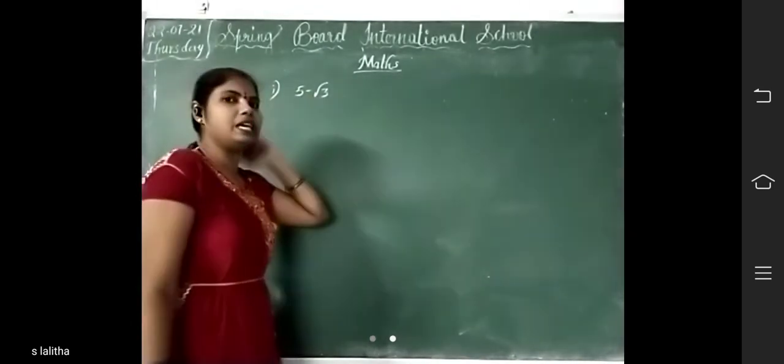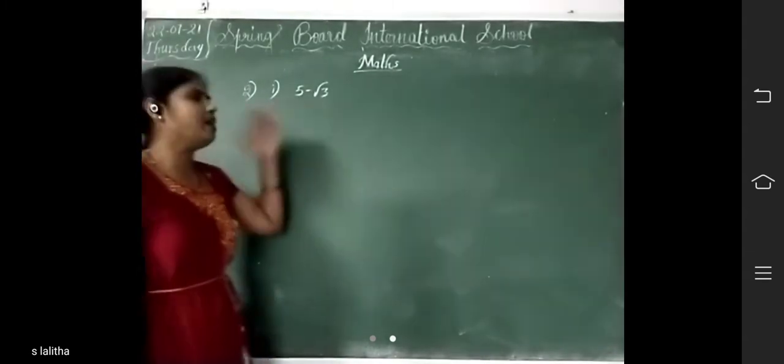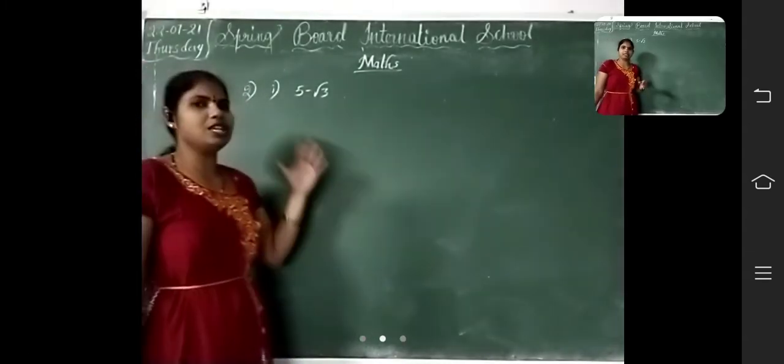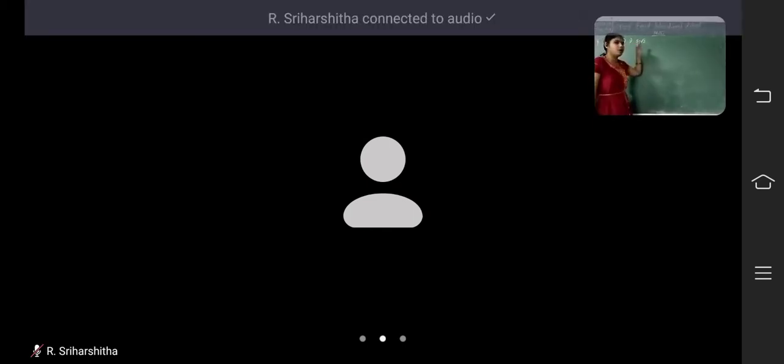Here root 3 is an irrational number or rational number, children? Yes, root 3 value is 1.7 and so on. So it is a non-terminating, non-repeating decimal. So 5 minus root 3 means you have to subtract 1.7 and so on from 5. We again get an 'and so on' answer. So it is an irrational number. Okay, children? So now write. So it is an irrational number.